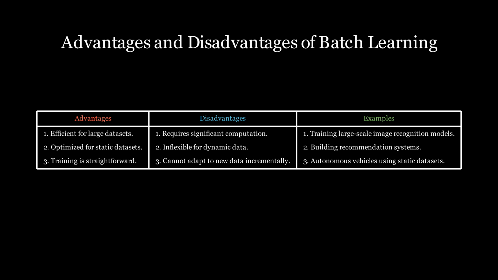Batch learning is widely used in projects where large, static datasets are available. For instance, it is ideal for training image recognition models where the entire dataset is collected and processed before deployment. It is also used in building recommendation systems for e-commerce platforms or training self-driving car models on large, pre-collected datasets. Such projects benefit from batch learning due to its ability to utilize the full dataset for optimization.